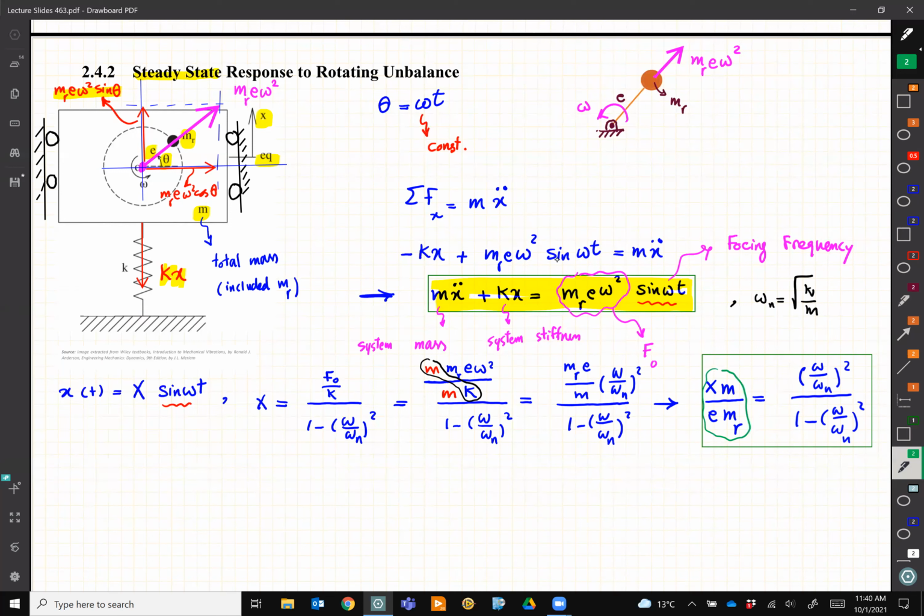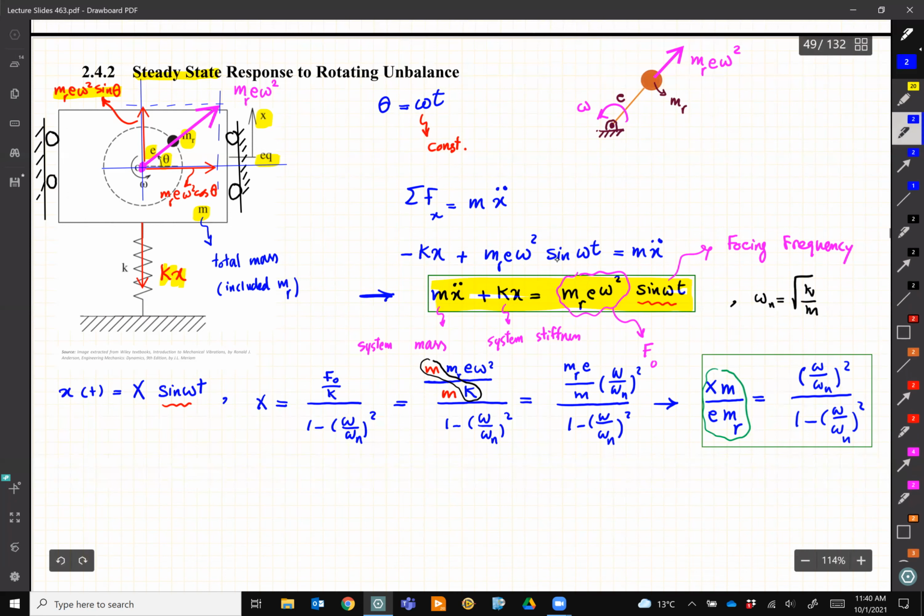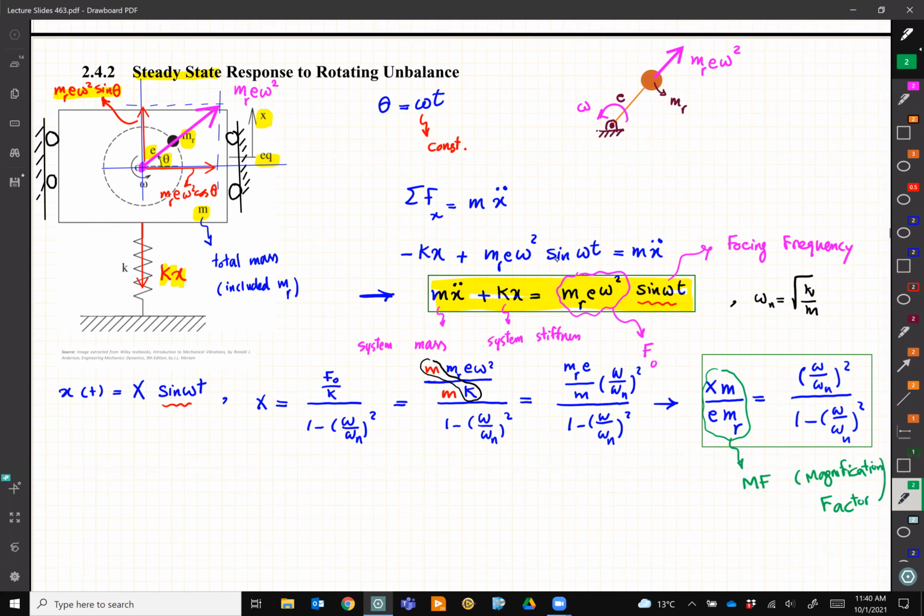And again, the whole thing here, we call it a magnification factor, or MF, which stands for magnification factor. So why do we call it magnification factor? Because we can now analyze the system and compare it to say how big it is. If the magnification factor is one, it means that X multiplied by M divided by E over MR is going to be equal to one, or it's going to be equal to two. If it is equal to 100, definitely it means a lot of vibrations.